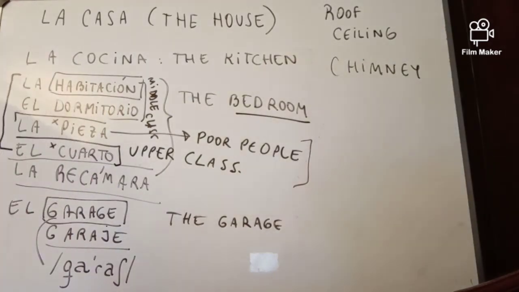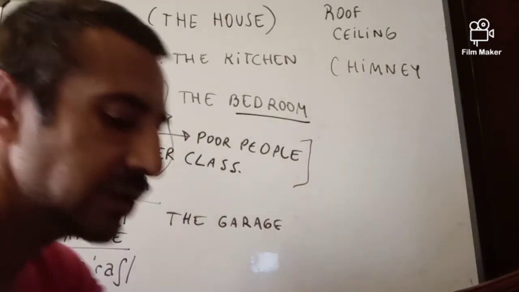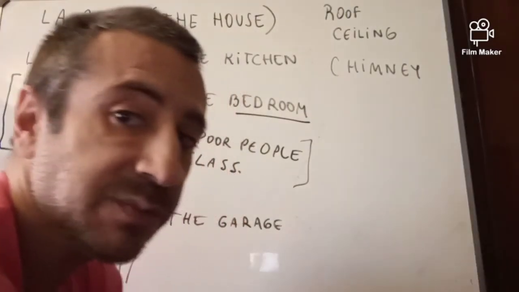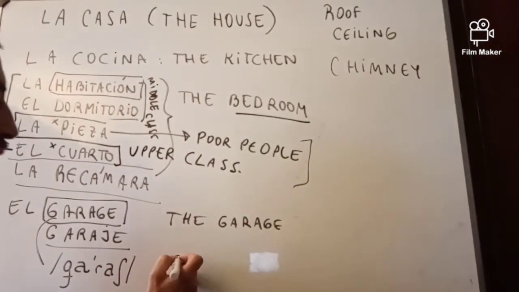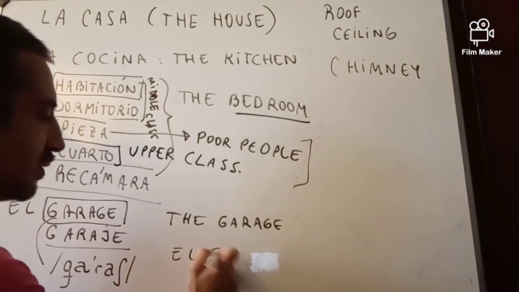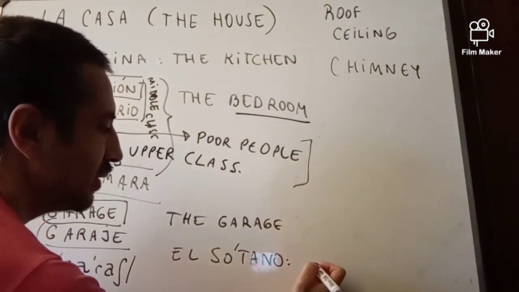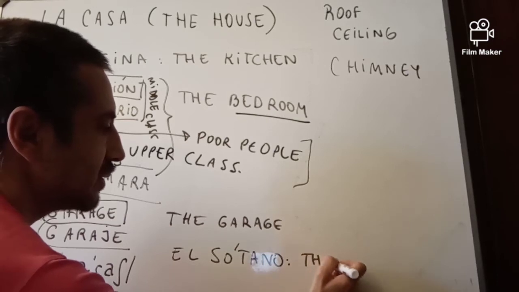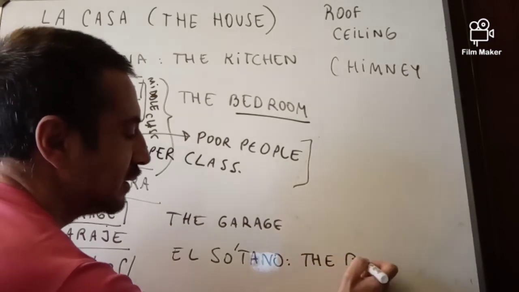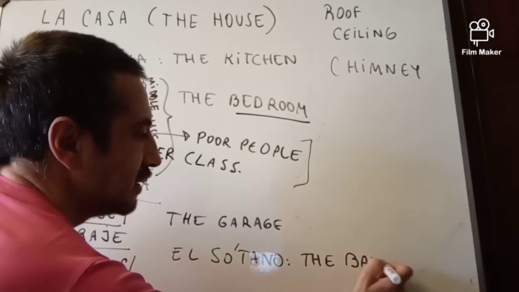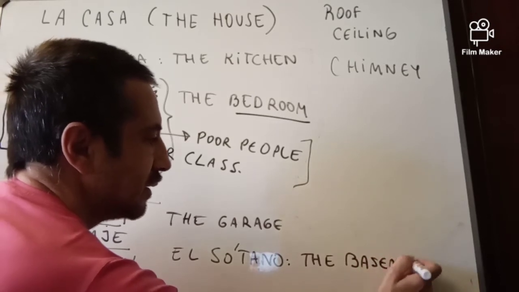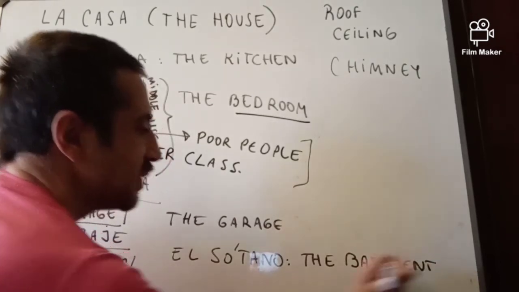If the house has a basement, not all houses have basements, of course, we call it el sótano. So el sótano is the basement, or der Keller auf Deutsch, the basement.